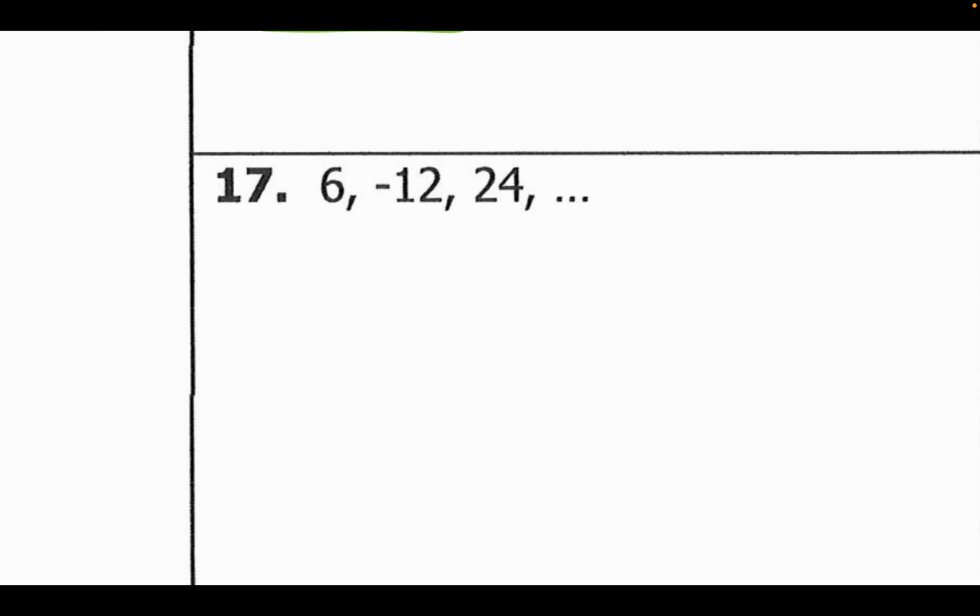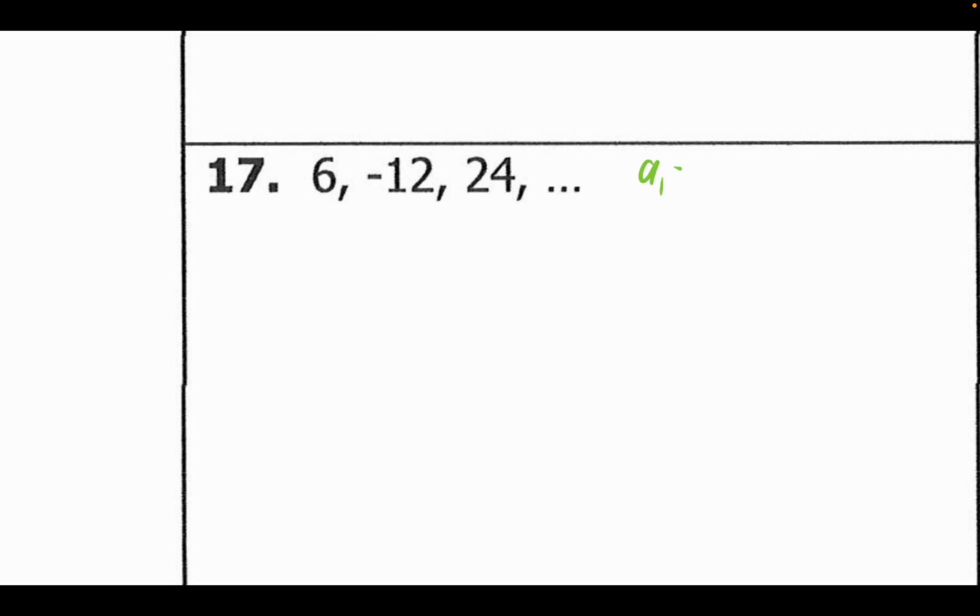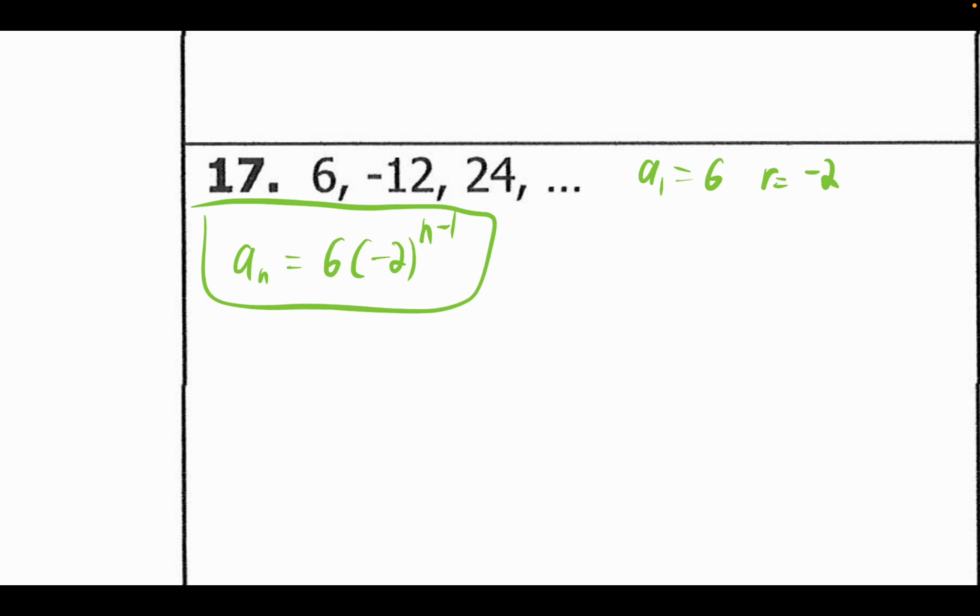Then 17, our a sub 1 is 6, our ratio is negative 2, and so we plug this in, a sub n is equal to 6 times the quantity of negative 2 to the power of n minus 1. And technically you don't need this parentheses as well, the multiplication dot would do. And then the seventh term, a sub 7, is 6 times negative 2 to the power of 7 minus 1, which results in the seventh term being 384 in this geometric sequence.